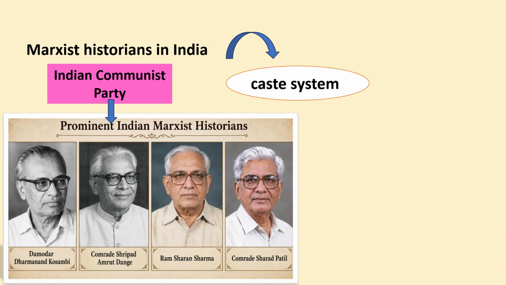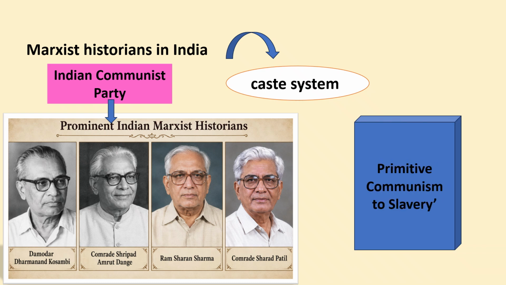Comrade Dange was one of the founder members of the Indian Communist Party. He also wrote the book Primitive Communism to Slavery, which represents Marxist historiography.